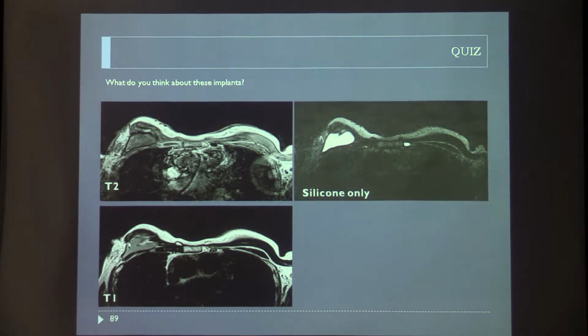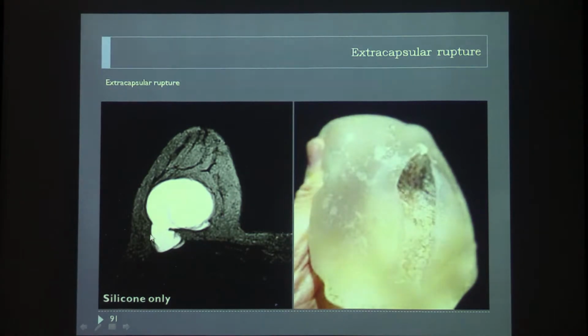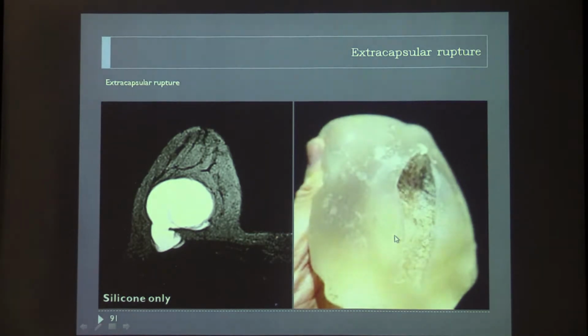And here you have an example of silicone outside of the implant. That doesn't mean there is a rupture of this implant. It could be by perforation, as you probably know that the silicone can go out of the implant, and this silicone will reach the lymph node. So you have a bright signal in the lymph node, which is due to the presence of silicone, but that doesn't mean there is a rupture. And here you have an extracapsular rupture, so the silicone goes out of the prosthesis, and you can see here the prosthesis with the rupture.